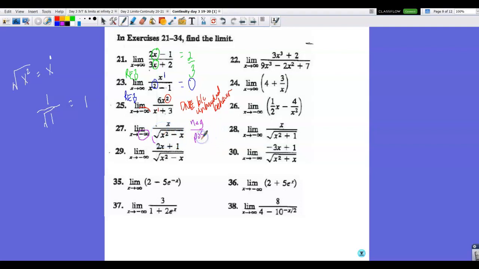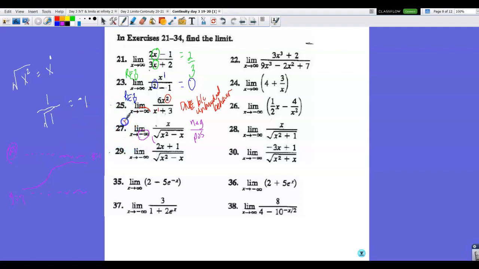So a negative divided by a positive is a negative. Now what's happening here graphically is this. Instead of having one horizontal asymptote for the graph in number 27, I really have two horizontal asymptotes. One is at y equals 1, and the other one is at y equals negative 1. And the graph does something like this. It approaches negative 1 as we go towards negative infinity and positive 1 as we go towards positive infinity.